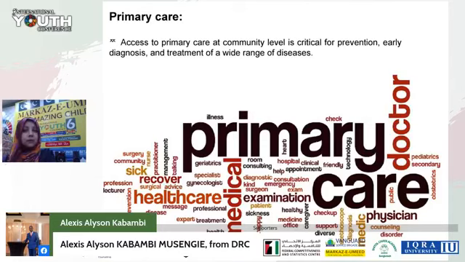Access to primary care at community level is critical for prevention, early diagnosis, and treatment of a wide range of diseases. When we talk about primary care, we talk about pediatrics, geriatrics, and people of all ages and all genders. And early diagnosis is the most important thing in any recovery phase. When we don't do any examination or early diagnosis, we cannot identify the disease, and we cannot give any treatment to any affected person. So primary care is the most important thing to manage all kinds of diseases after any disaster situation.